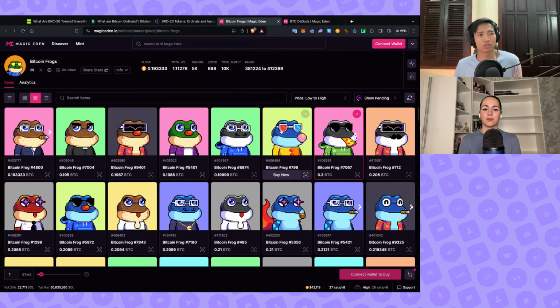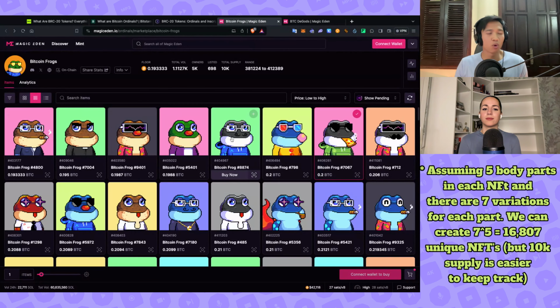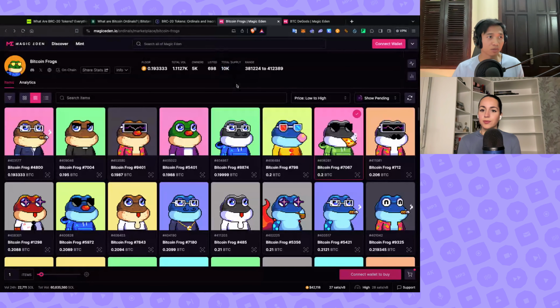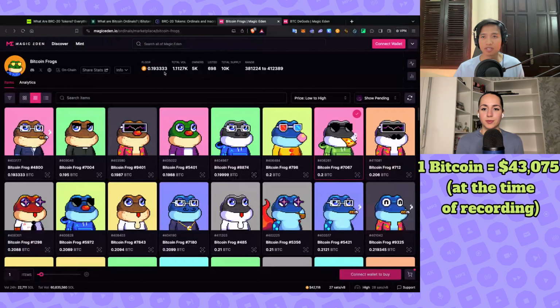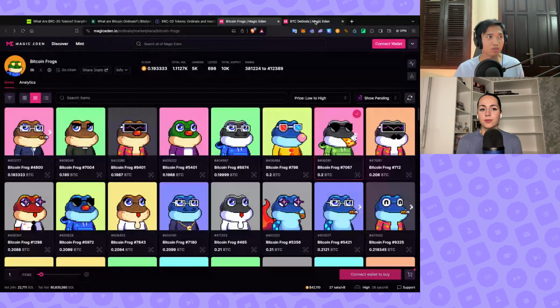That I think would distinguish them. Actually, there might be a fifth one here, the scarf, or whatever, the neck. I think his neck, right? So if you multiply all the feasible combinations of these, it's simple mathematics, by the way, and then you end up with like a 10,000 supply. Actually, it might be more, but I think the creator decided to just have a 10,000 supply. So you can see over here, this frog, 8874, has the same glasses, right? So that's one variation of the glasses. And right now they're on sale for roughly 0.2 BTC, which is I think 8,500 US dollars at the time of recording. So that's the first collection.